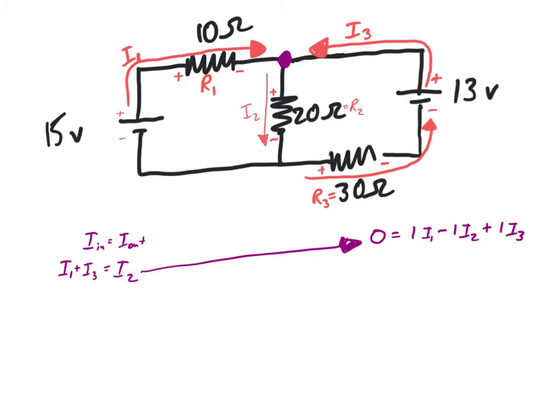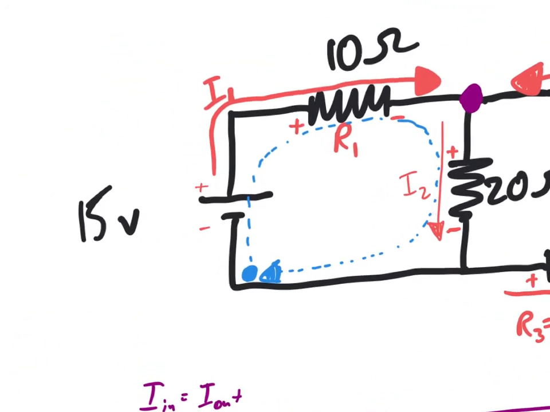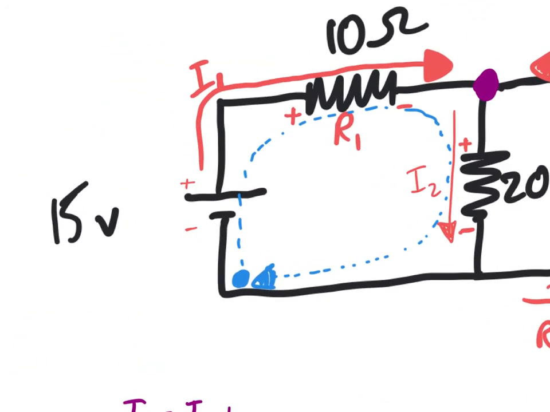Next, loop on the left. Loop on the left, I'm going to start there and measure all the way around to the original spot again. In this loop, it all adds to 0. That's the loop law for you.